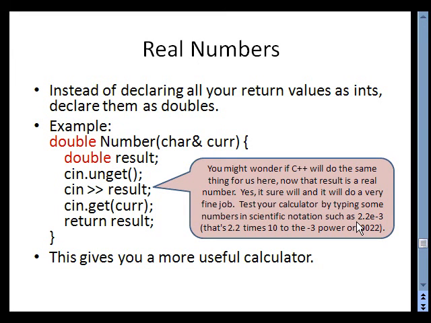So if you are testing your calculator and you type something like 2.2E, and that could be a capital E or lowercase, doesn't matter, and then a number of places, either plus or minus, this would be 2.2 times 10 to the minus third power, which is the same as 0.0022. You can type things like this, and C++ will just deal with it. So you're going to have a very nice little calculator once you get this finished.